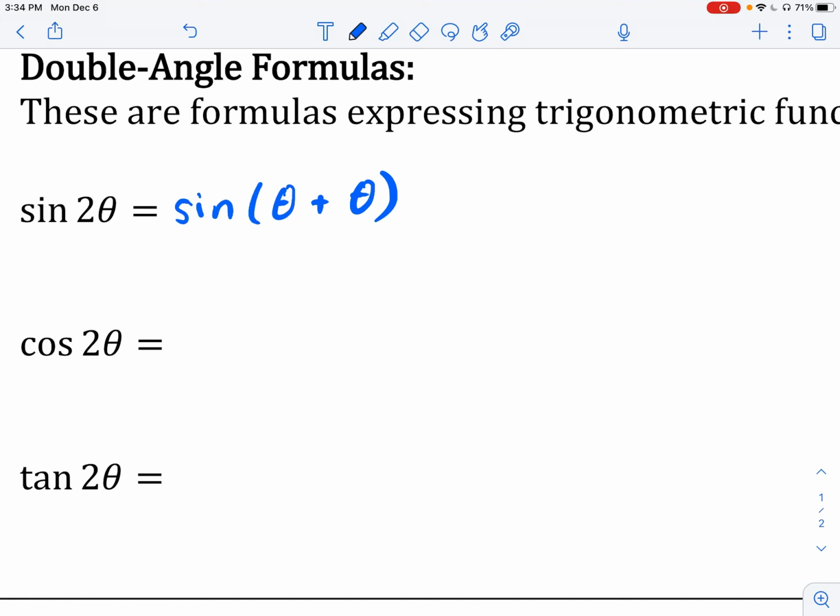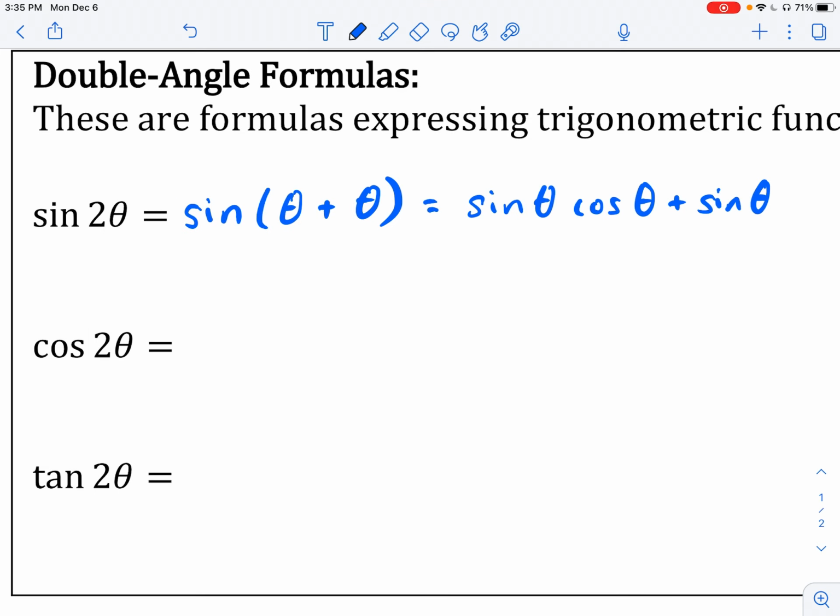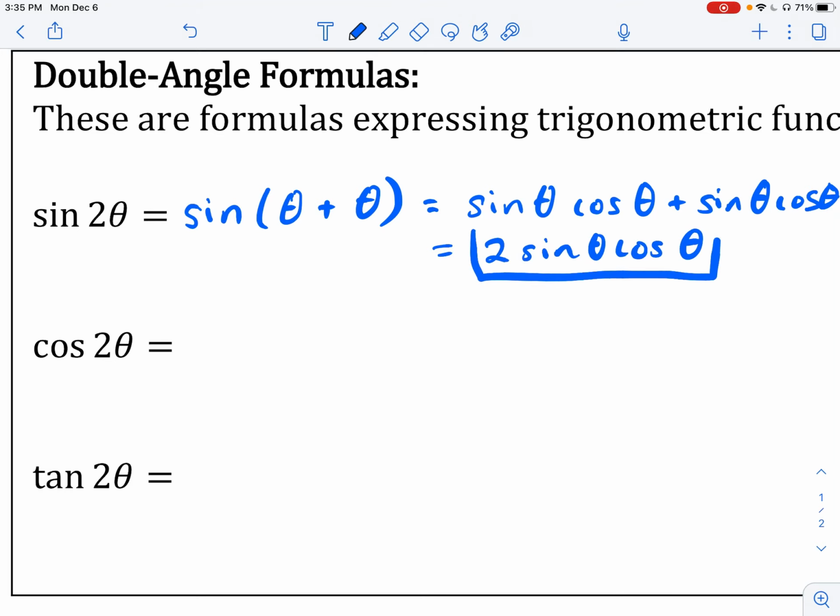All right, so if you had a chance to work through them, we can say sine of theta plus theta is equivalent to sine of the first angle times the cosine of the other angle, which just happens to also be theta, plus sine of that second angle times cosine of that second angle. This is just sine theta cosine theta plus another version of itself, so it comes out to 2 sine theta cosine theta. So sine 2 theta is equivalent to 2 sine theta cosine theta. Okay, let's try another one.